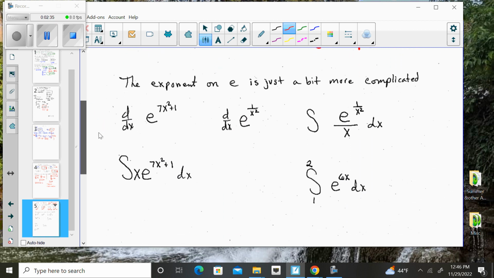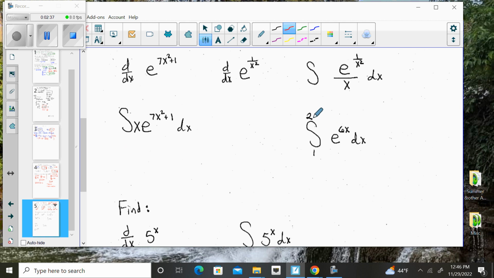Actually, let me jump down to this problem, which is not more complicated, but it's a definite integral. So we should recognize the only difference here is that after we find the antiderivative, which would be 1/6 e to the 6x, we have to plug in and use the fundamental theorem of calculus. So plug in 2, and then you're finding f of 2 minus f of 1. And I don't mind answers left in fractional and exponential form.